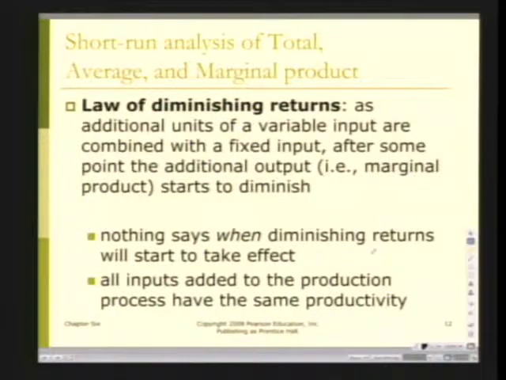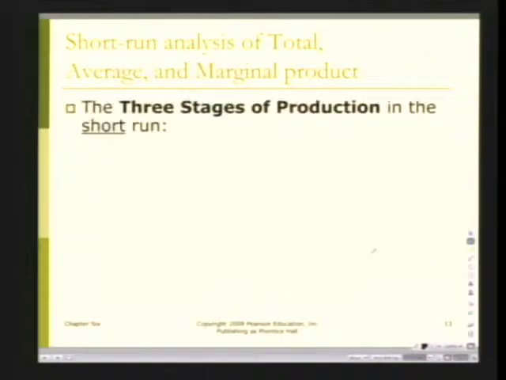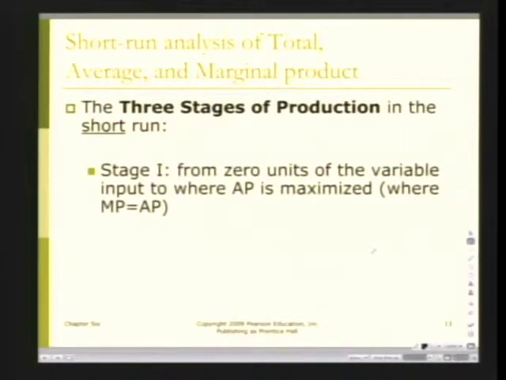some point output starts to decline, okay? Pretty straightforward definition, okay? There are 3 stages of production, okay? Stage 1, and that's from 0 units of the variable input to where average product is maximized. That's that point we saw where average product and marginal product were the same.